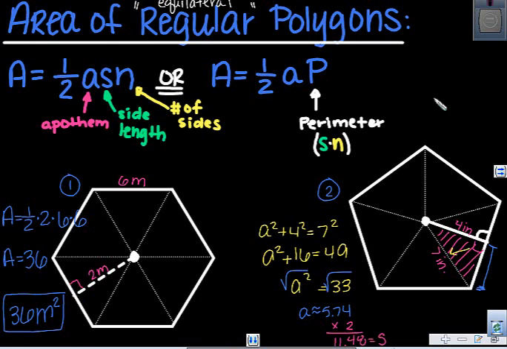So now when I go to solve this, 1/2 times A was labeled for you, that's 4. S I found to be 11.48. And N is the number of sides. This is a pentagon. It is 5 sides. So we have 1/2 times 4 times 11.48 times 5, and you get 114.8. Our units were in inches. Area is squared. So square inches or inches squared.